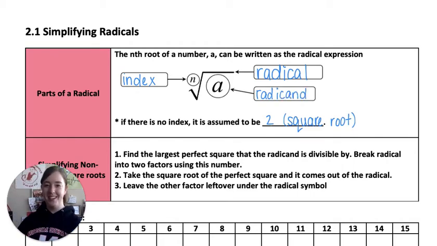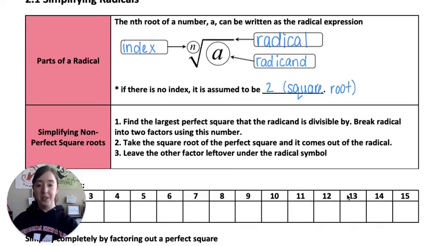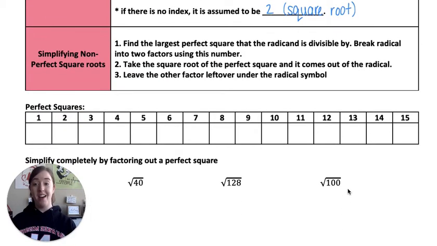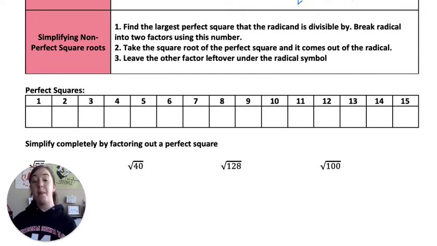I like that word. All right, so here's what we're going to do to simplify non-perfect square roots. We find the biggest perfect square that evenly divides the radicand, and then we break that up into 2 separate square roots, take the square root of one of them and leave the other one underneath the square root. I'll show you how this works here in a little bit. So what's best is to start with what our perfect squares are.